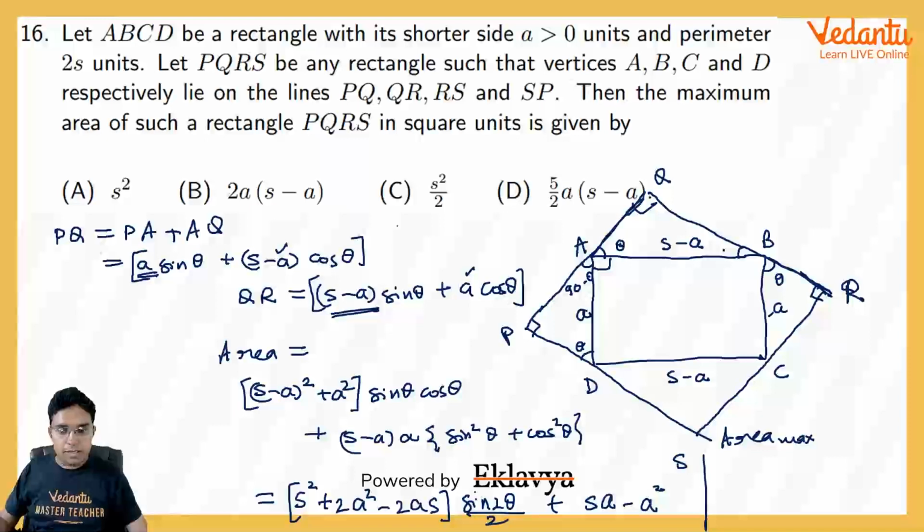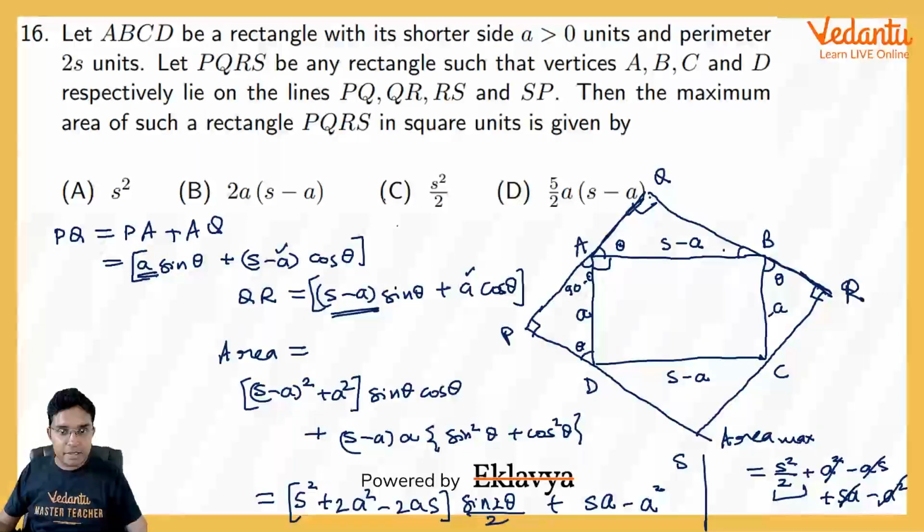Now to find area maximum, I think this sine 2 theta should be equal to 1, because that is the maximum value of sine. So I will put this as 1. So dividing by 2, we will get S square by 2 plus A square minus AS plus SA minus A square. This A square gets cancelled, this AS gets cancelled. So the maximum area will be S square by 2.